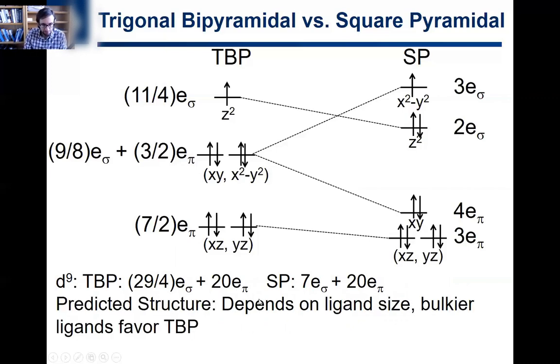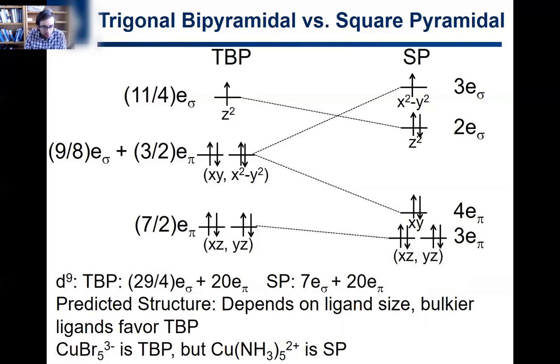D9 are looking pretty similar, just a little bit different in terms of e sigma. E pi's are the same. Not going to care about the pi donating ability or pi accepting ability of ligands. Going to just care about ligand size, bigger ligand size favoring TBP. And that's borne out by these two examples. Copper halide complex with pretty big ligands, bromide, whereas this ammonia, those are pretty small atoms, so everything can kind of fit in there. Even though you have more atoms, protons really don't take up that much space.